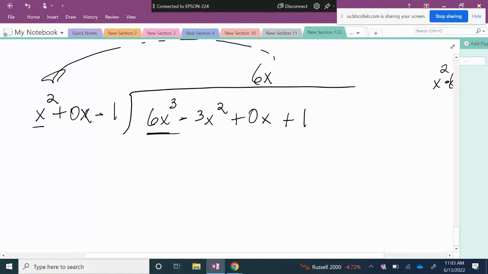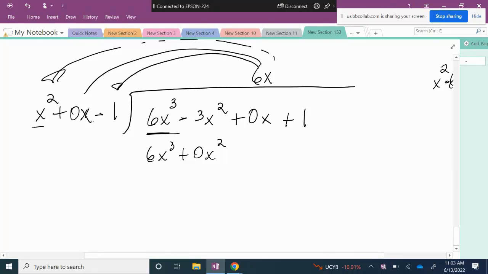So now we're going to multiply. So 6x times x is 6x cubed. 6x times 0x is 0x squared. And 6x times negative 1 is negative 6x.